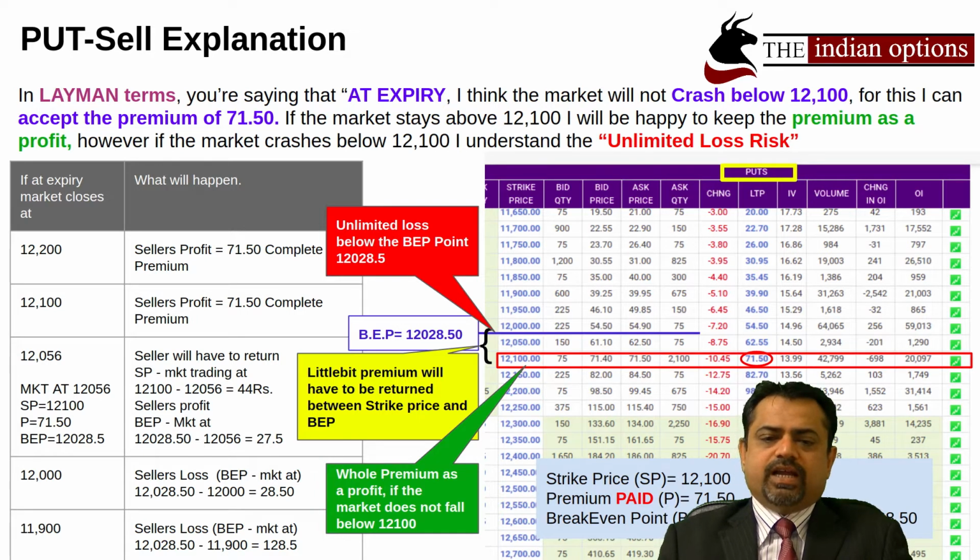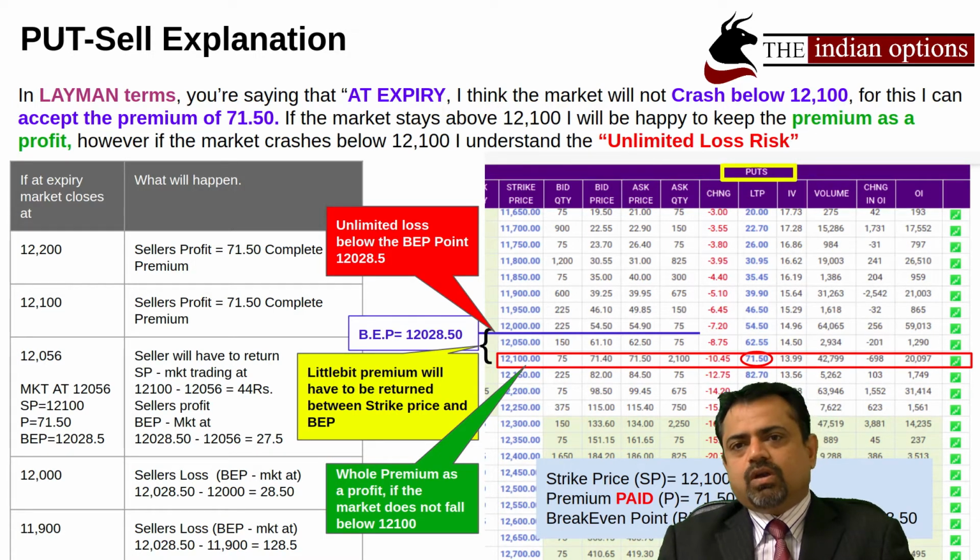if the market does not fall below 12,100, you are going to get the whole profit. You can keep the premium for yourself. So your maximum profit when you open the put sell contract is going to be the premium you have already got. This strategy is for getting a fixed small profit, but you are looking at an unlimited loss if the market decides to go in the opposite direction of your thinking.